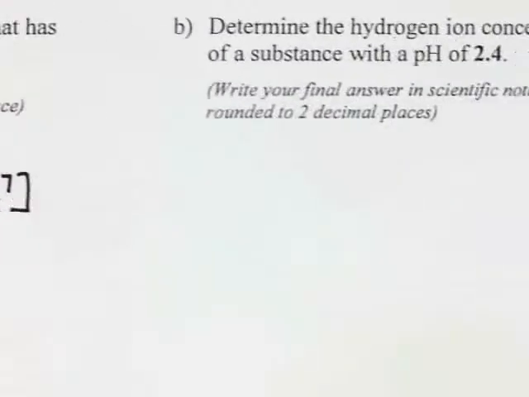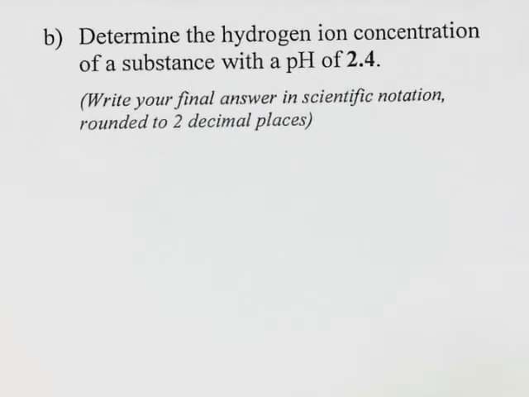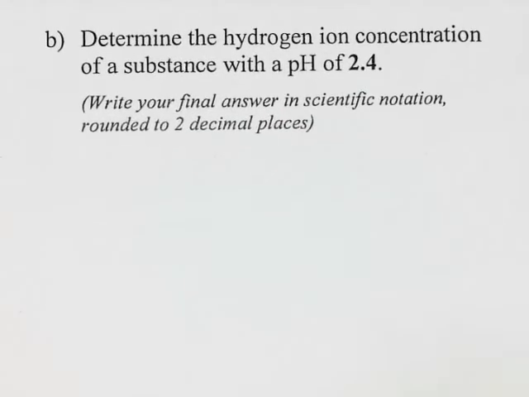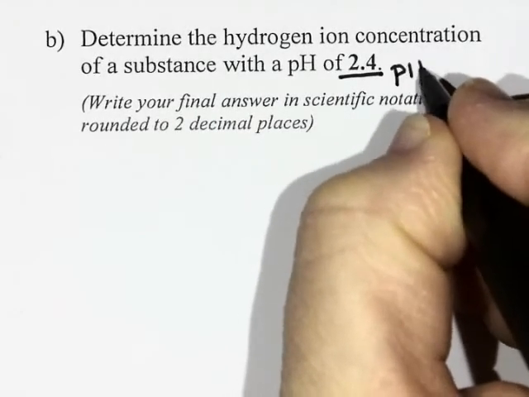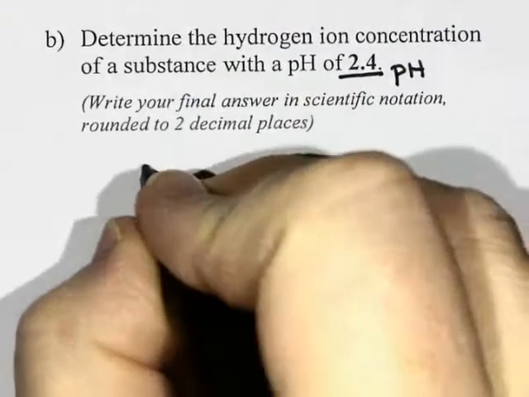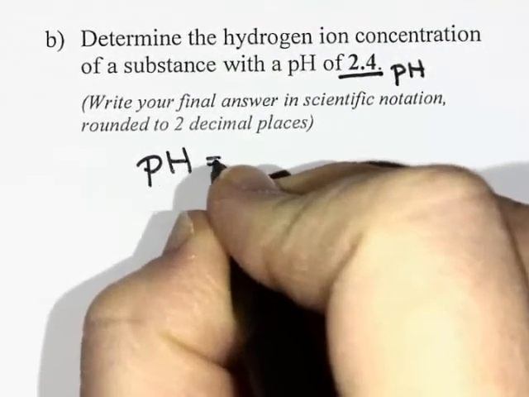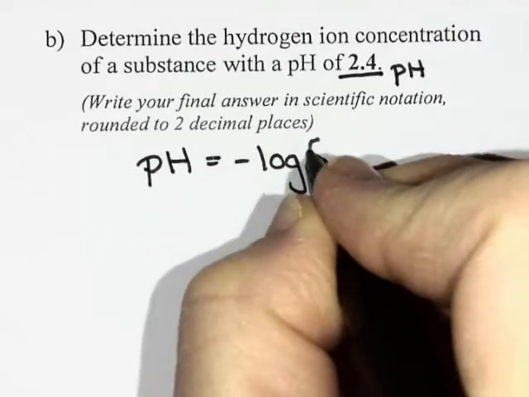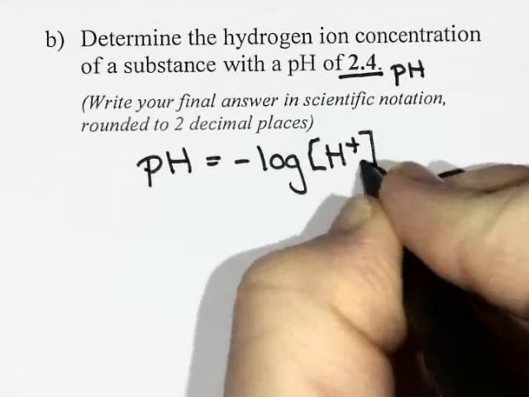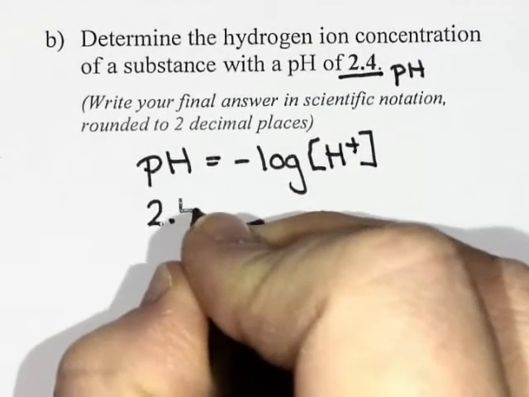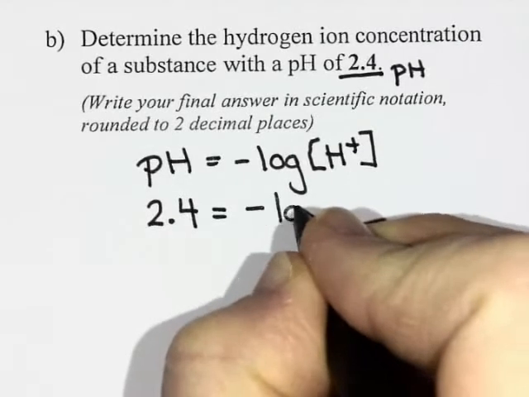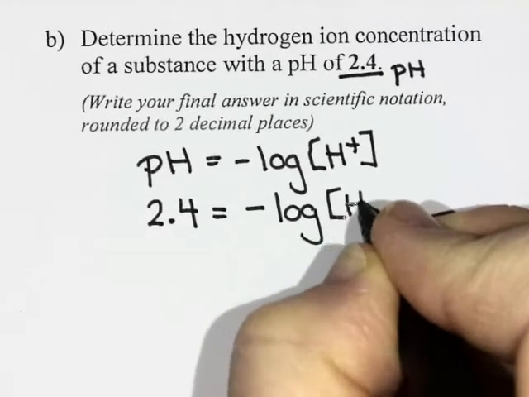Okay, so the second question says determine the hydrogen ion concentration of a substance with a pH of 2.4. It says write your final answer in scientific notation rounded to 2 decimal places. So this time, instead of giving me the hydrogen ion concentration, they've told me what the pH is. So I'm going to take the same formula, pH equals negative log of our concentration. And instead of putting a number in for the H, we're now putting something in for the pH. So I have 2.4 equals negative log, and then our H plus.